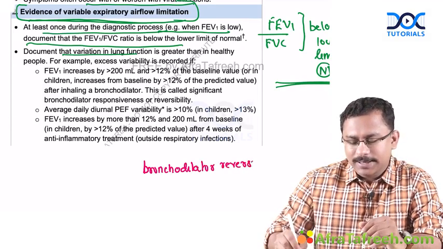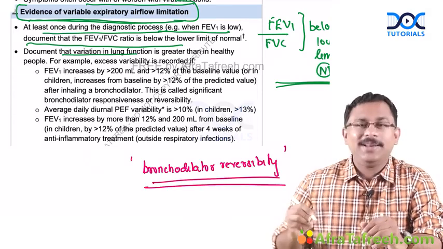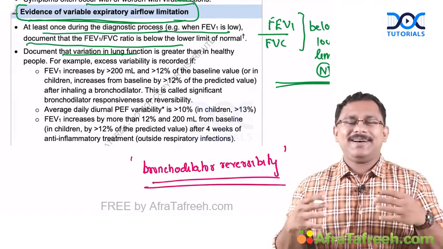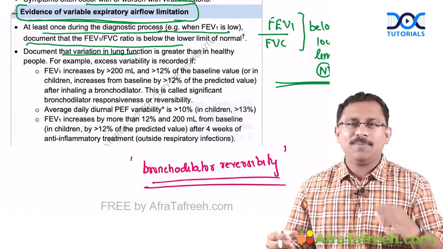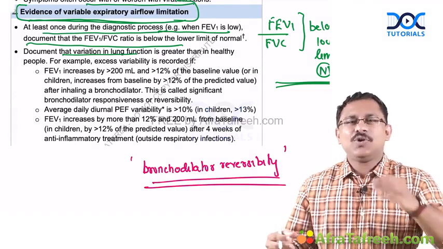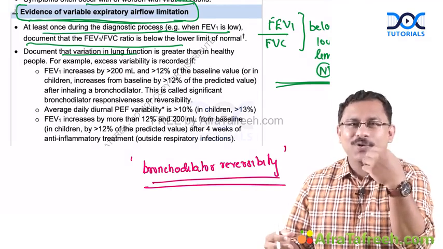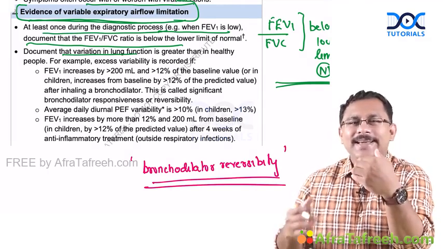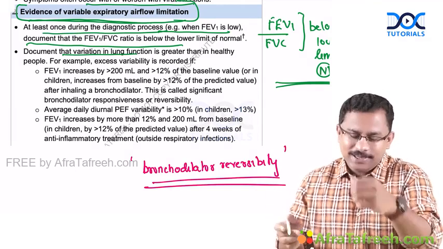Bronchodilator reversibility. So what is this bronchodilator reversibility? Suppose you are having an asthmatic episode, you are naturally likely to take an inhaled bronchodilator. So when a patient is having asthma and takes an inhaled bronchodilator, since it is a reversible airway obstruction, the FEV1 should improve, correct, no?